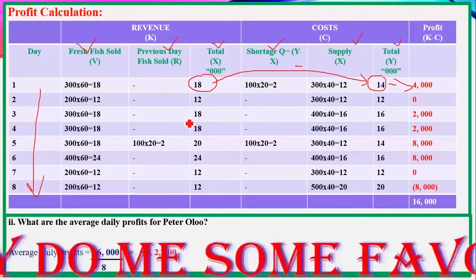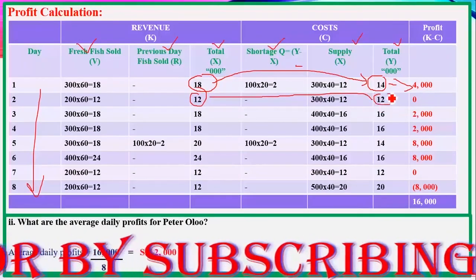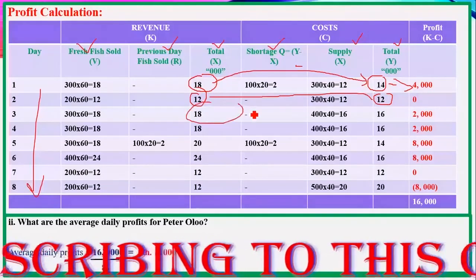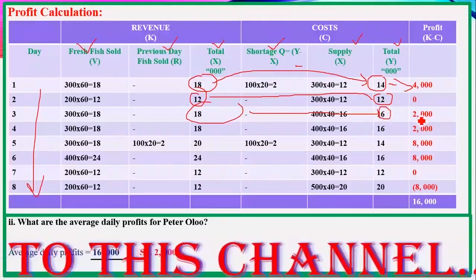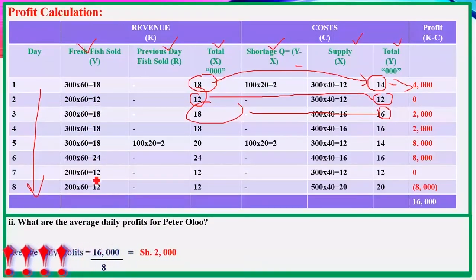You do the same. This will be 12 minus 12, which is 0. 18 minus 16, which is 2. So you calculate for each and every day like we have done for day 1, and you're able to get the profits for each and every day. Then the profit for the entire 8 days will be the total of these. You add all these values here to give you 16,000.